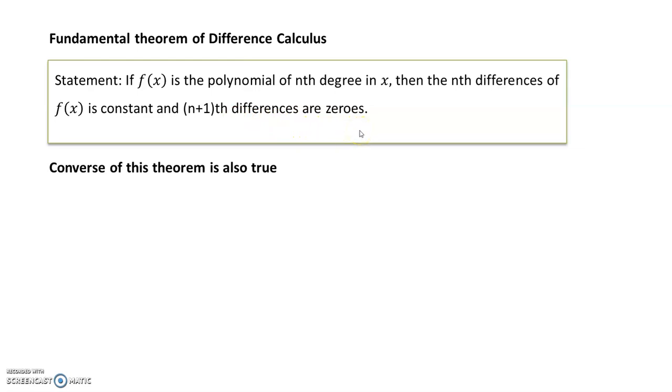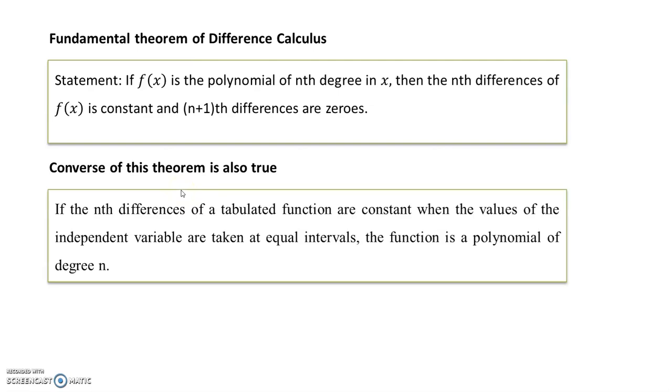Now the converse of this theorem is also true. It means if we have nth differences of a tabulated function constant, then we can say the function is a polynomial of degree n. So if the function is of degree n, then nth differences will be constant, and if nth differences are constant, then the function will be of degree n.